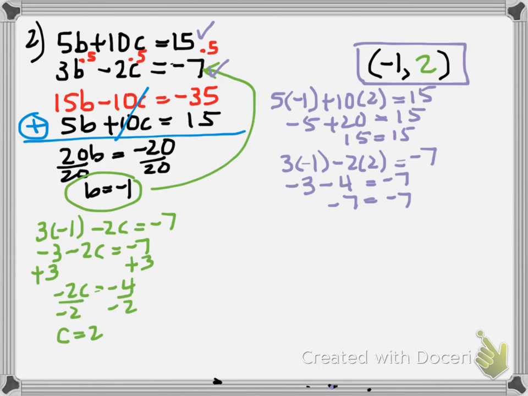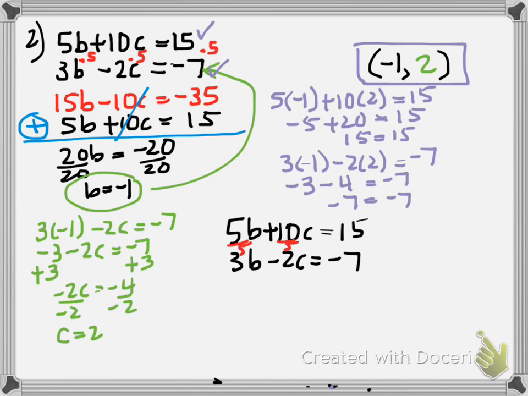Okay? All right, so let's bring them back again. 5b plus 10c equals 15, and 3b minus 2c is equal to negative 7. Now, I don't know about you, but I noticed something interesting about the top equation. Every single one of those numbers is divisible by 5. So I was just kind of curious what would happen if I divided everything by 5 in the top equation.